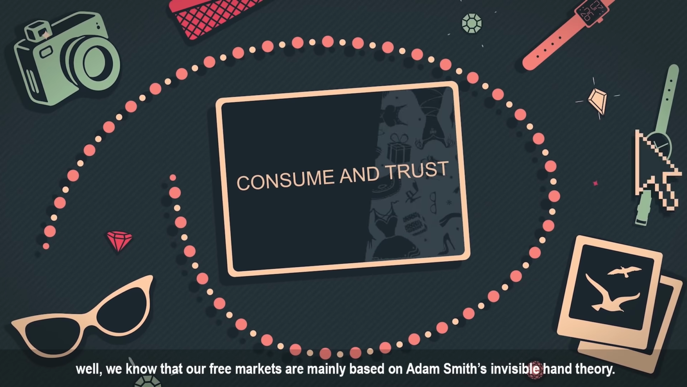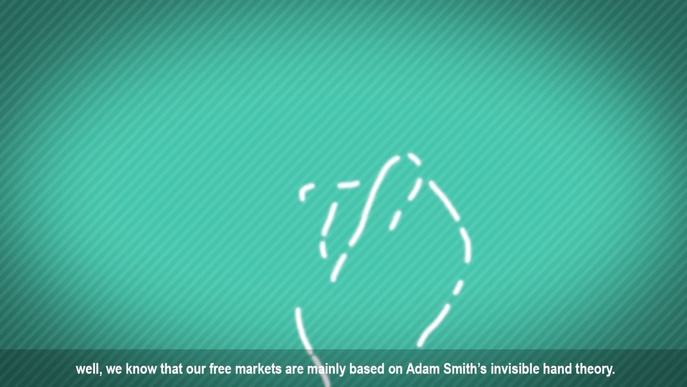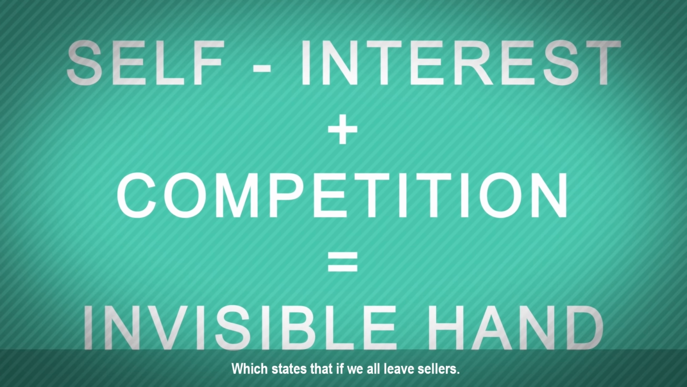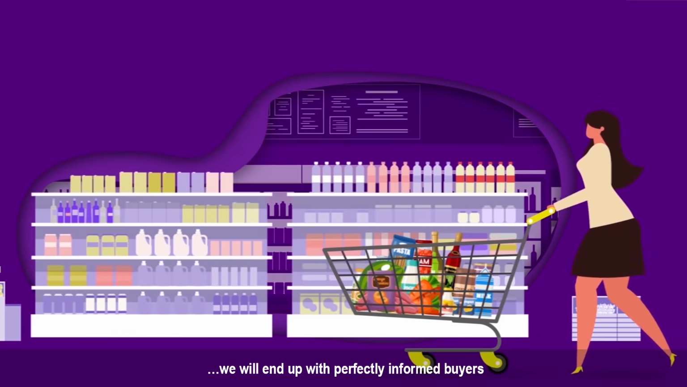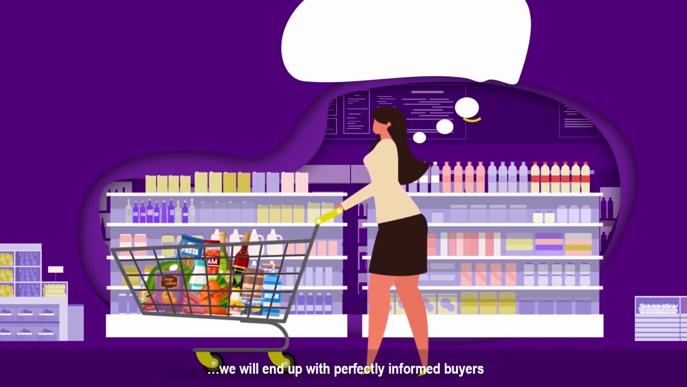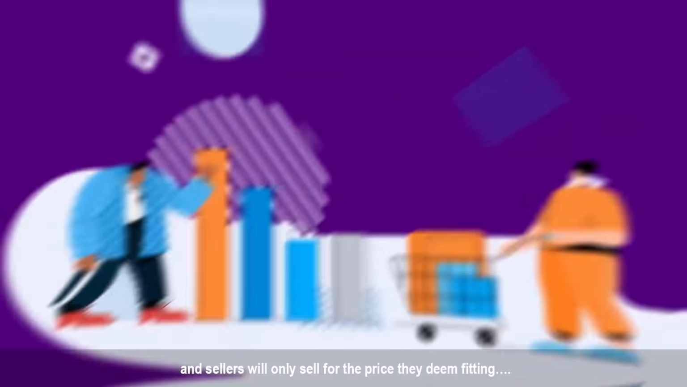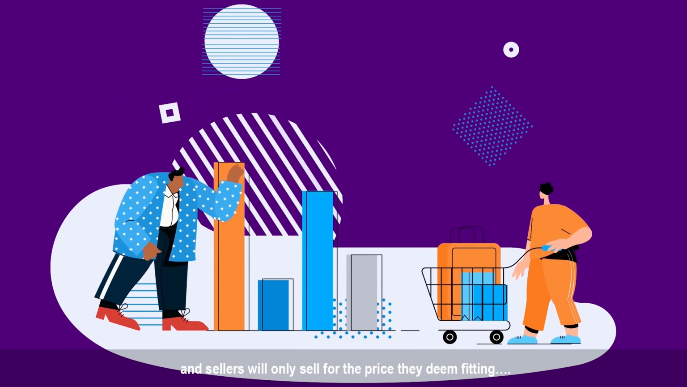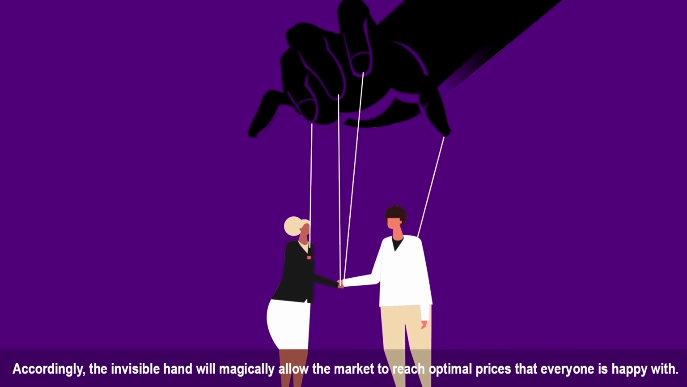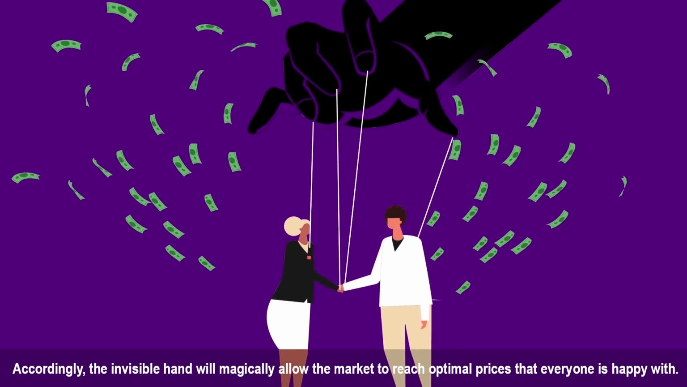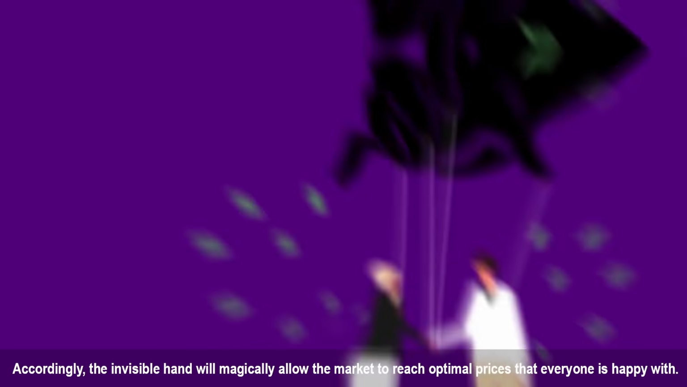Well, we know that our free markets are mainly based on Adam Smith's invisible hand theory, which states that if we leave all sellers and buyers to freely trade, we will end up with perfectly informed buyers who only buy products for the price they deem fitting, and sellers will only sell for the price they deem fitting. Accordingly, the invisible hand will magically allow the market to reach optimal prices that everyone is happy with.